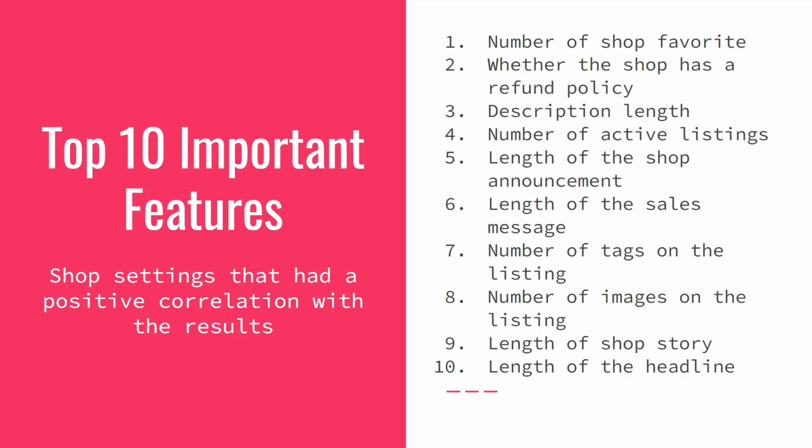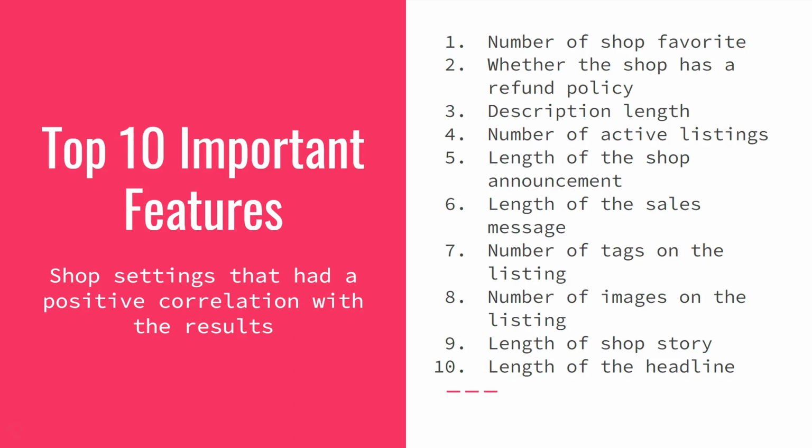And you can have a shop announcement that says, hey, if you favorite my shop, I'll send you a coupon and stuff like that. So I wasn't surprised to see that that one had such a big impact. The second one, whether the shop has a refund policy, made sense to me as well. The description length, you see a lot of different lengths of these various fields on here. So obviously filling in more information on your shop to make it more descriptive, and so people have more information without having to ask you, seemed to be a big factor.